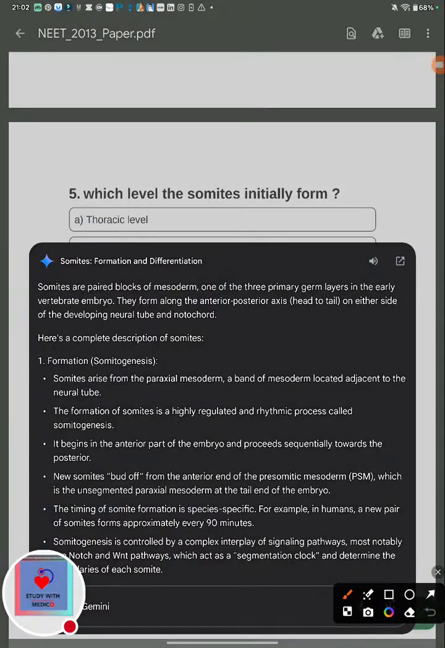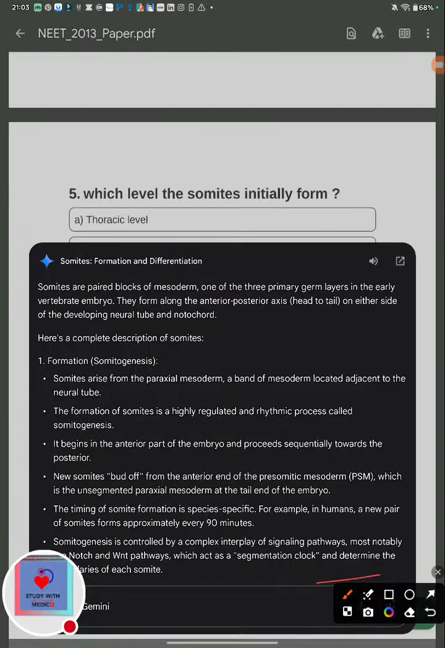Okay, a complete description here. Formation, somitogenesis. Somites arise from the paraxial mesoderm, a band of mesoderm located adjacent to the neural tube. The formation of somites is a highly regulated and rhythmic process called somitogenesis.